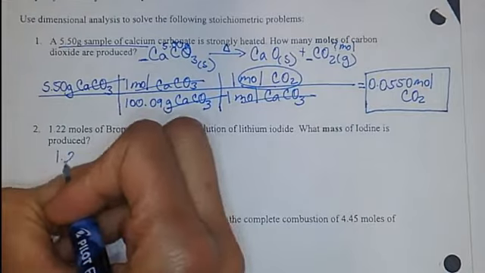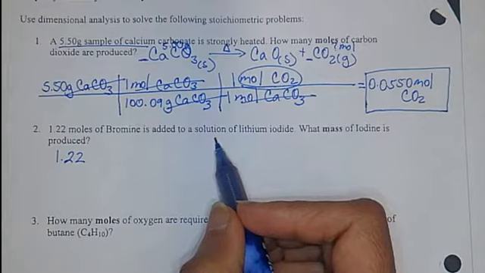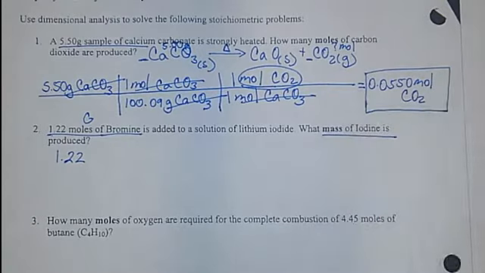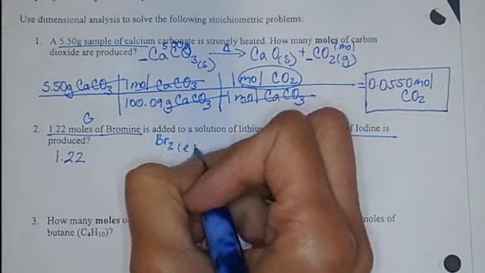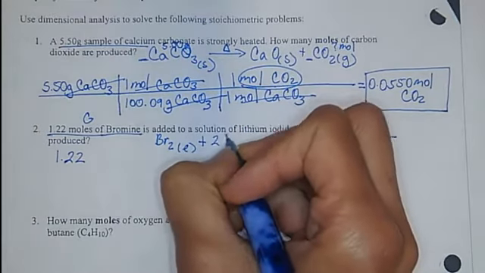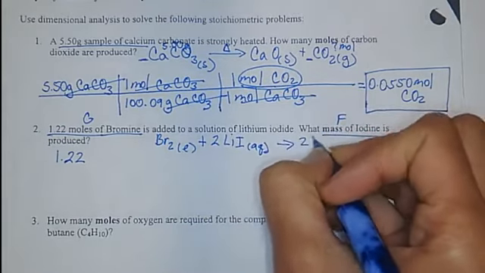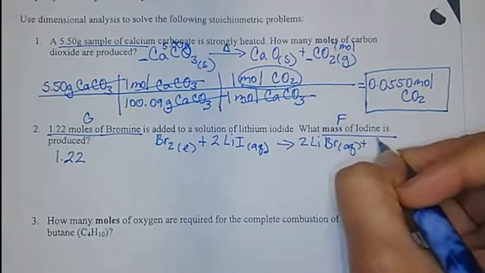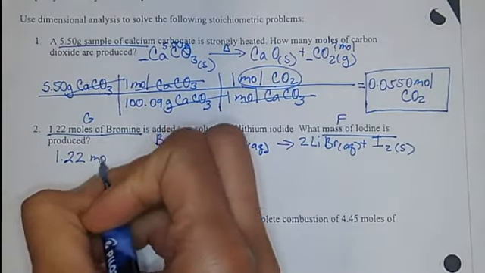Next one is 1.22 moles of bromine is added to a solution of lithium iodide. This is what's given to you. What mass of iodine is produced? So that's what you're trying to find. Okay? So we're going to write our equation. That is the number one thing you do. You can certainly do the problem on your own and then look up once you are done. You guys, don't forget to write the states of matter also. So use your solubility chart and look up the states of matter for all of these compounds. Okay? And use your state of matter periodic table also.